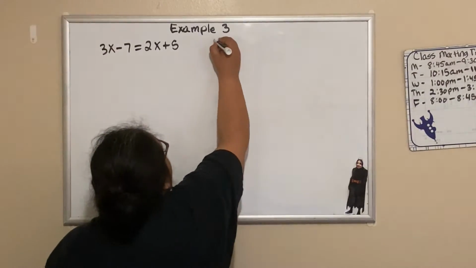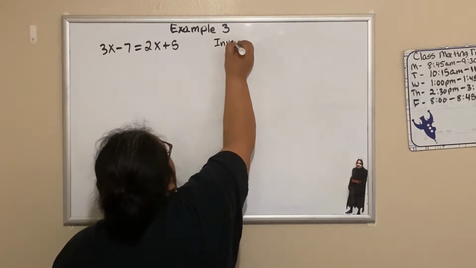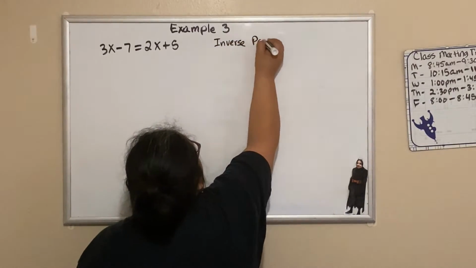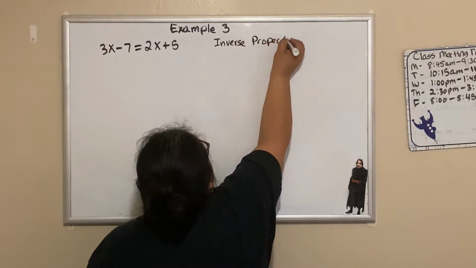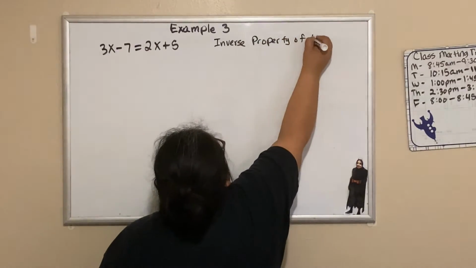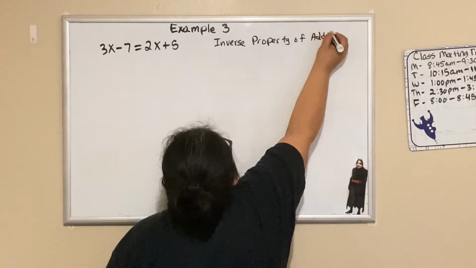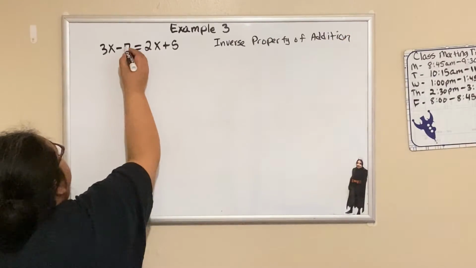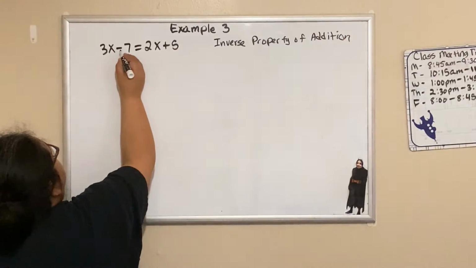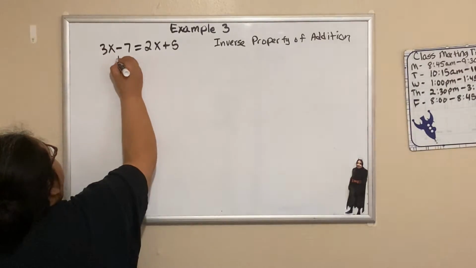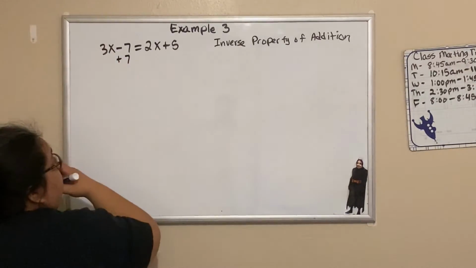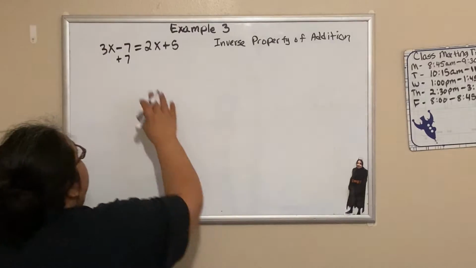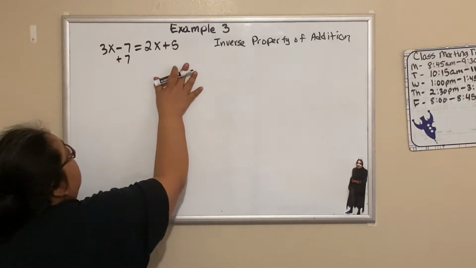So we're going to use the inverse property of addition. And we're going to use it twice. We're going to use it on the 7. So this is negative 7. The inverse of negative 7 is positive 7. So I'm going to put plus 7. And I want to put plus 7 on the other side of the equal sign too.